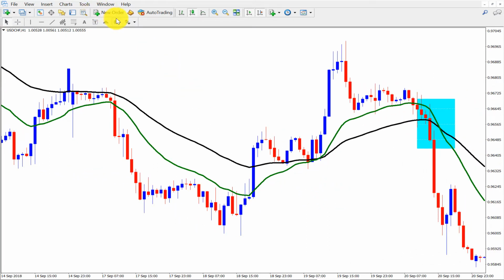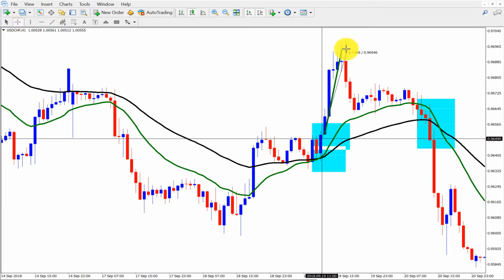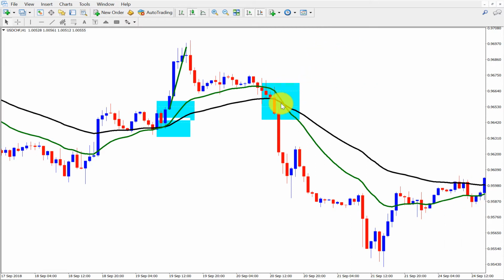So here we go. Again we saw that this is a 50 period moving average and this is a 21 period moving average. So here a crossover happens. When this crossover happens, we got this candle. So we can buy here, from here to here. From here to here there is almost 46 pips profit we can get. And this is the ideal example.